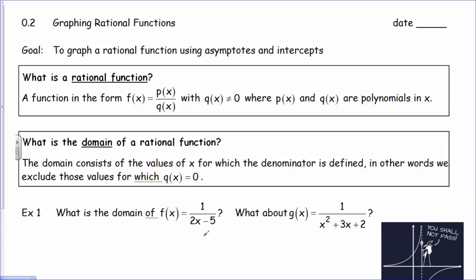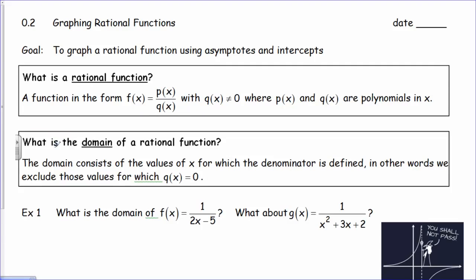So here we are at the 0.2 set of notes, kind of going over the definition of a rational function in example 1. The definition of a rational function is simply a function where we have some polynomial on top and some polynomial on the bottom. And as long as that bottom is not equal to 0, things work out okay.